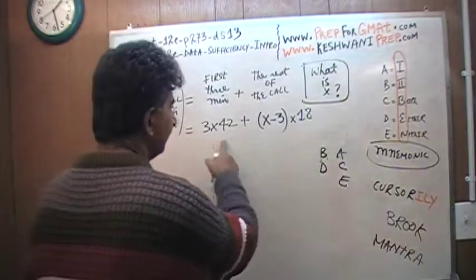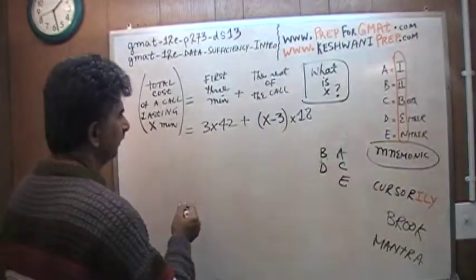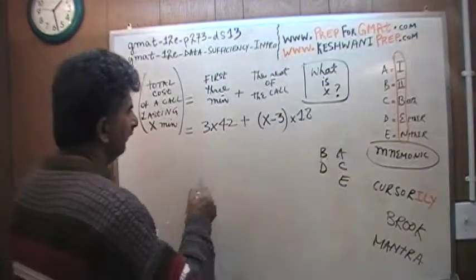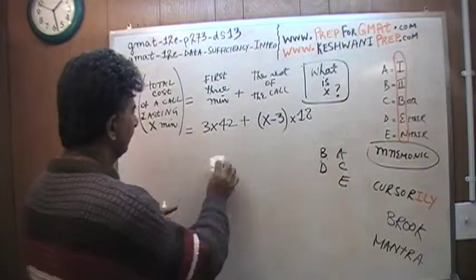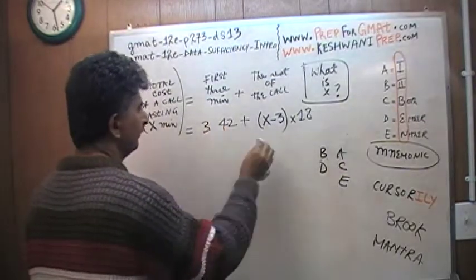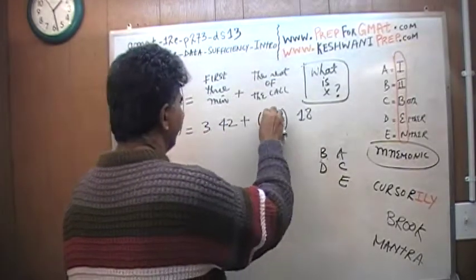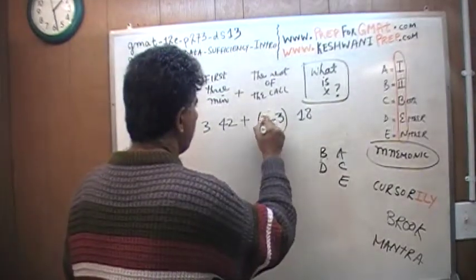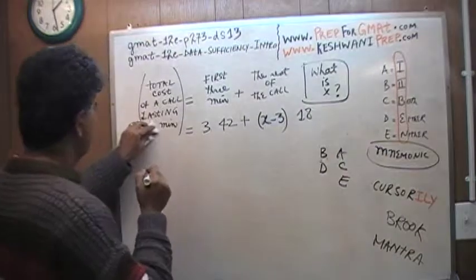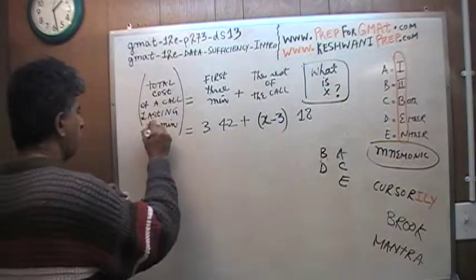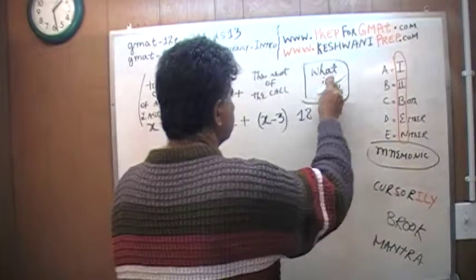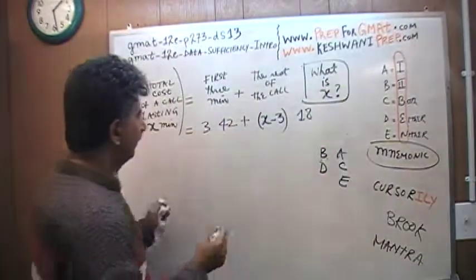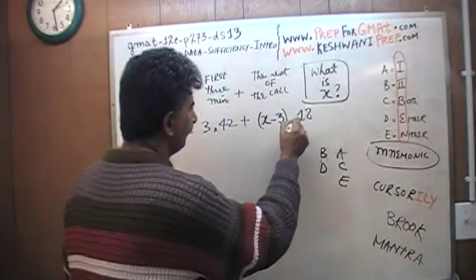That is my equation for the total cost. This X and the multiplication sign is kind of confusing, isn't it? I just realized it. Let me change my X here, so that it doesn't look like a multiplication sign. This is the X. Here is my multiplication sign.